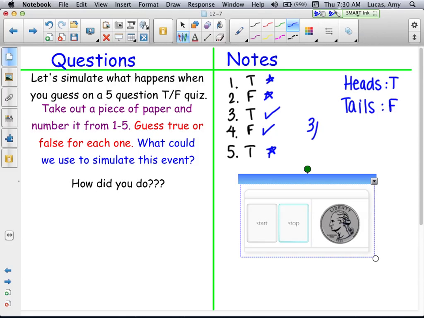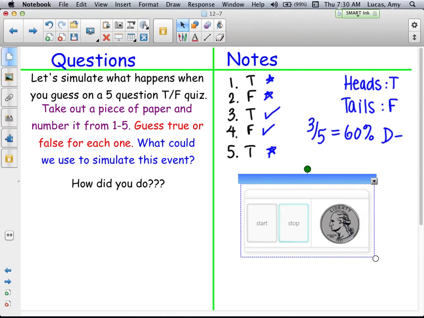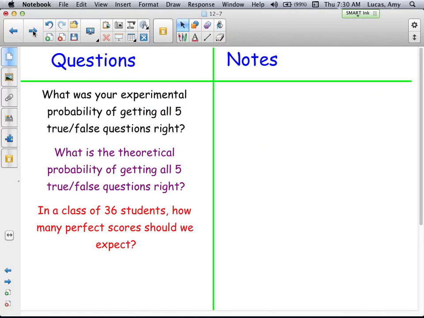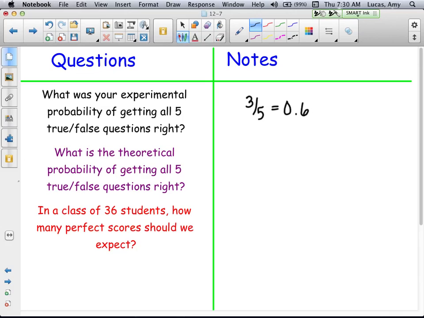I got 3 out of 5. So that would be 60%. That's a D minus. I'd say I didn't do very well. Now, my experimental probability was 3 out of 5, or 0.6, for getting all 5 questions right. What is the theoretical probability?